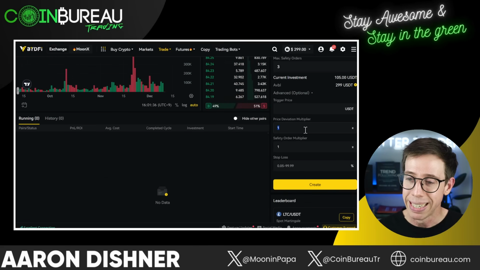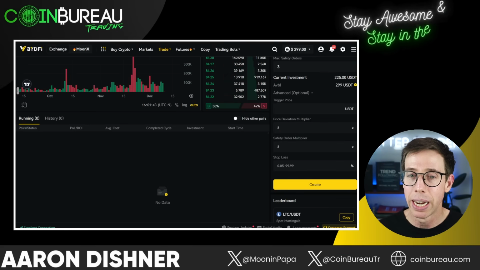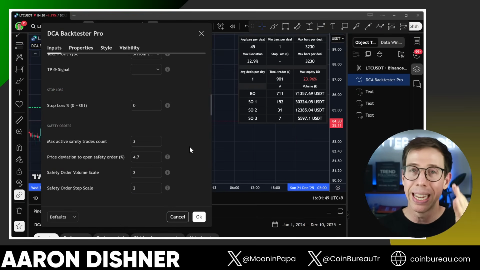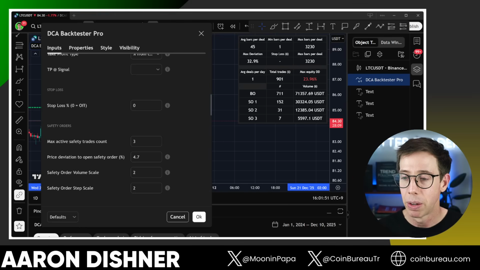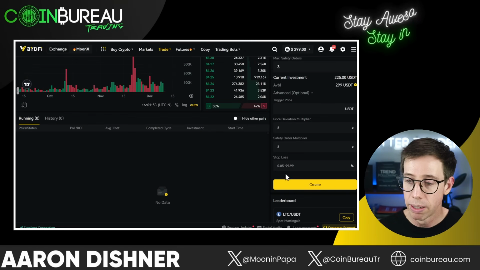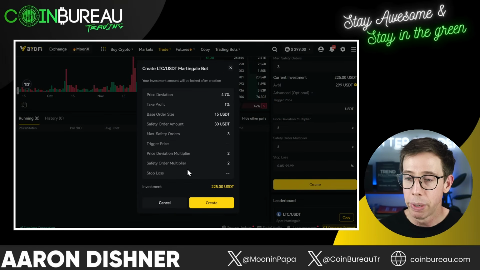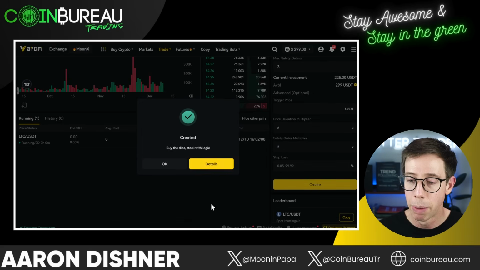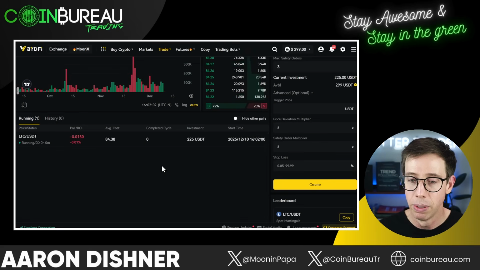Now, the next thing we have to do is add 2s to these. These safety order multipliers, it's the same thing that I have over here in the strategy. It's this, the volume scale, step scale, 2 and 2. Because if we're going to do proper DCA, you have to double down, double down, double down. Okay? And now we're done. That's it. I'm going to hit create. Cool beans. So I'm happy with how all of this looks. It looks great. It matches up with my bot settings. Great. Cool. And now it's running.